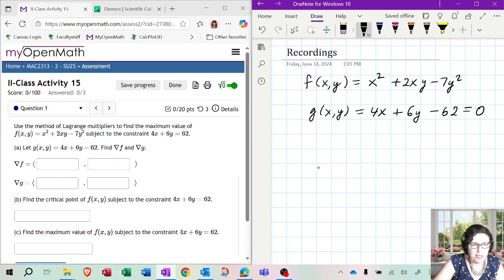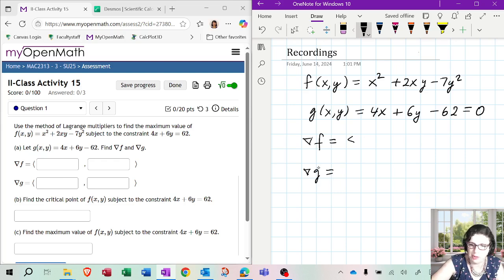So the idea here is that the gradient of the function you're trying to maximize or minimize, which is gradient of f, and the gradient of g, which is the constraint, must be proportionate to each other. So let's go ahead and find the gradients.